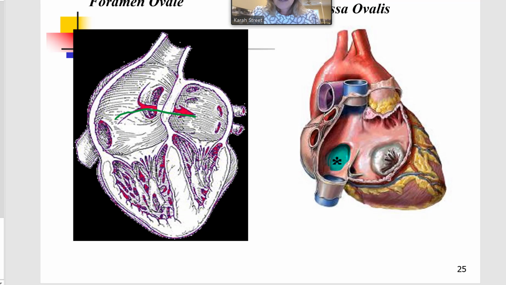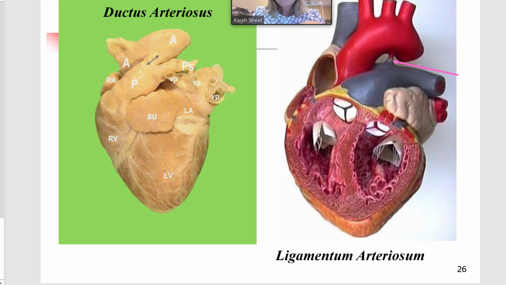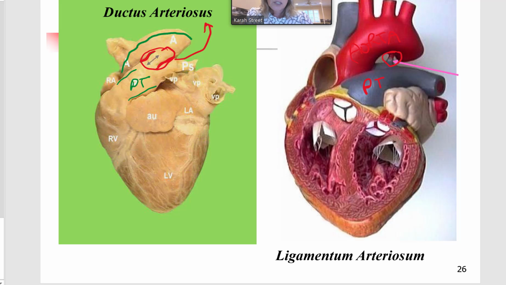So here is a picture of a real fetal heart. Here is the pulmonary trunk right there. It's got the P, so here's PT, okay? And coming up over here, here's the ascending aorta and aortic arch. And you can see this blood vessel here connecting the two. That connector right there is your ductus arteriosus. And over here on the heart model, you're seeing the pulmonary trunk, you're seeing the aorta, and you're seeing the ligamentum arteriosum, the remnant left of the ductus arteriosus.